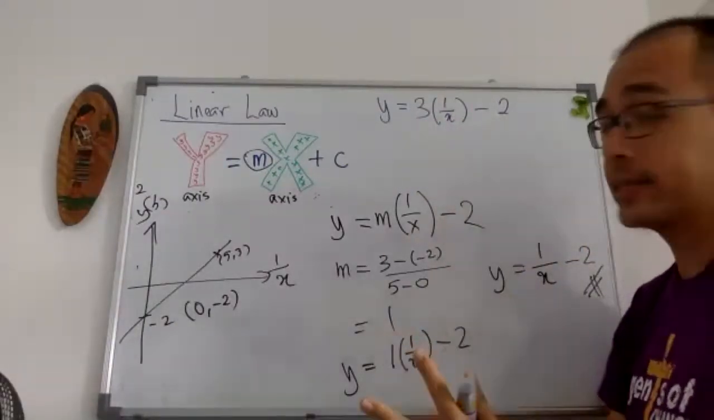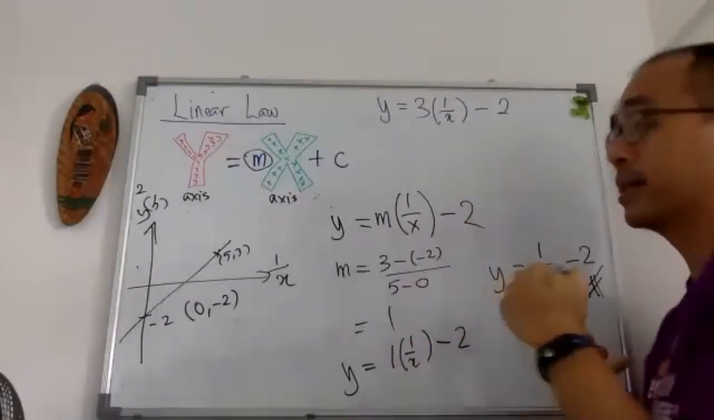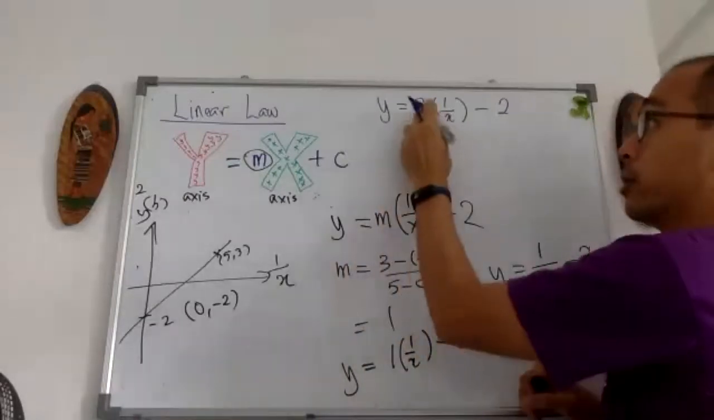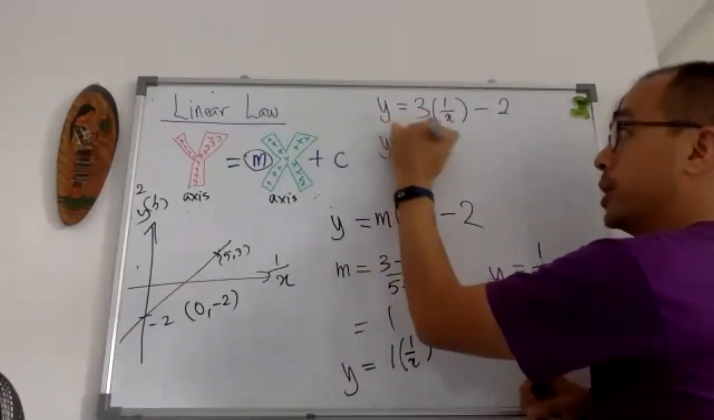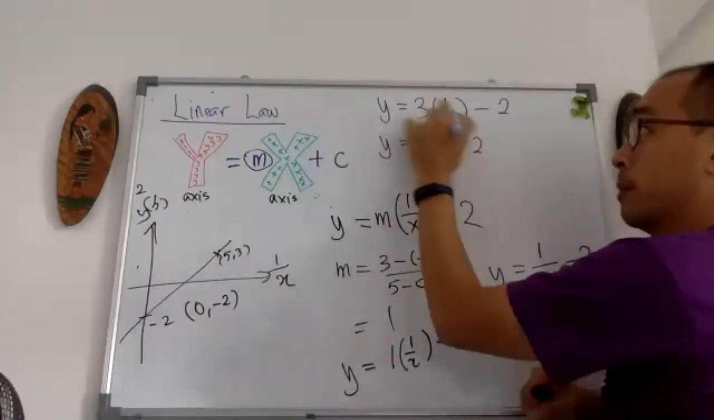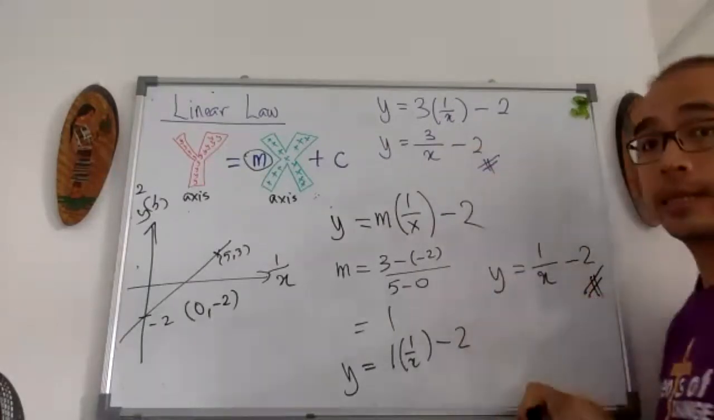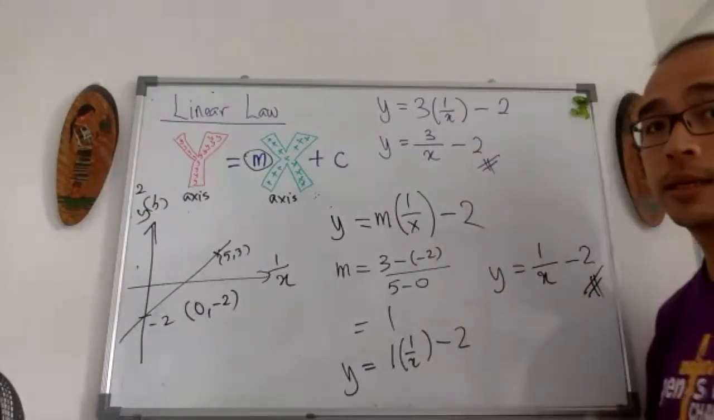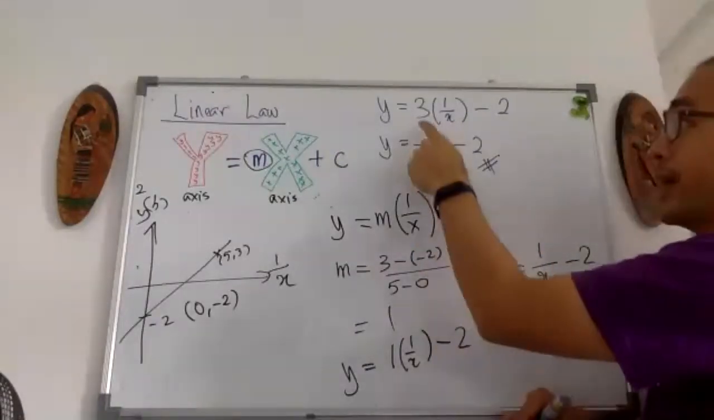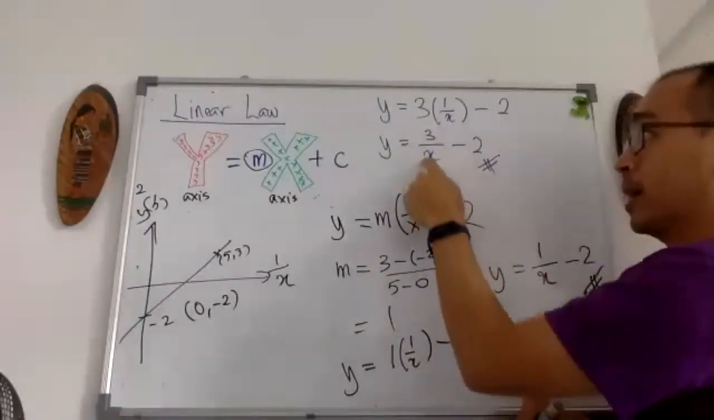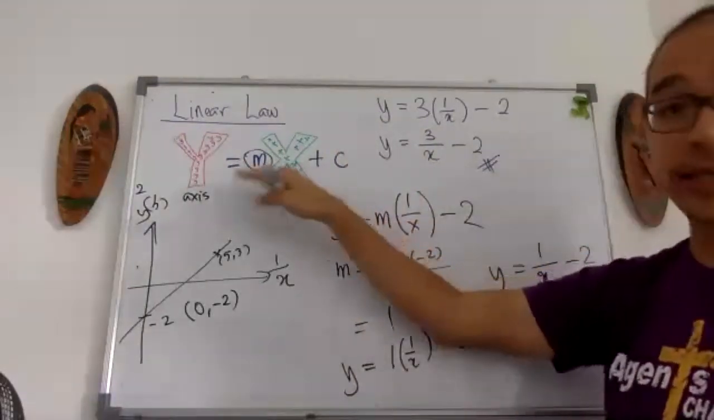That makes sense. But if I want a complete answer, I need to combine these two together, which will make this y equals 3 over x minus 2, because 3 times 1 is 3. And this will be my final answer. Which means that if I get something in this form, I can actually split it up so that it looks like this form.